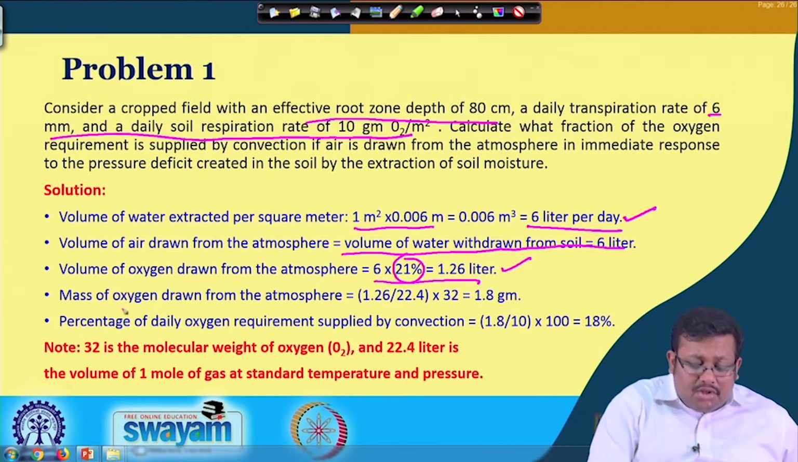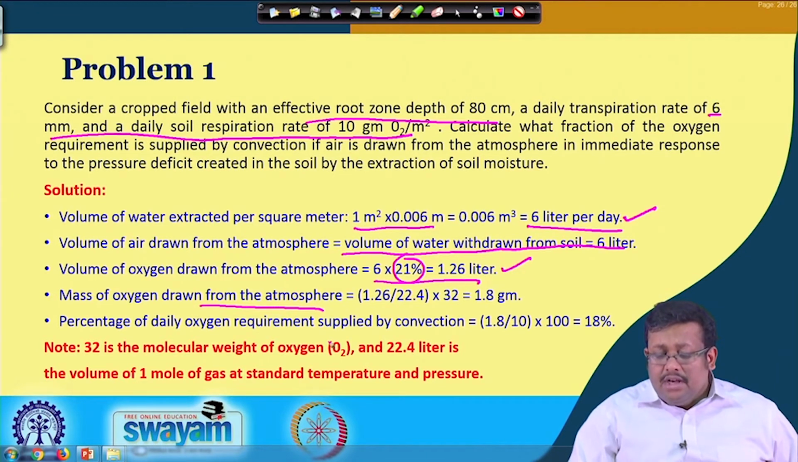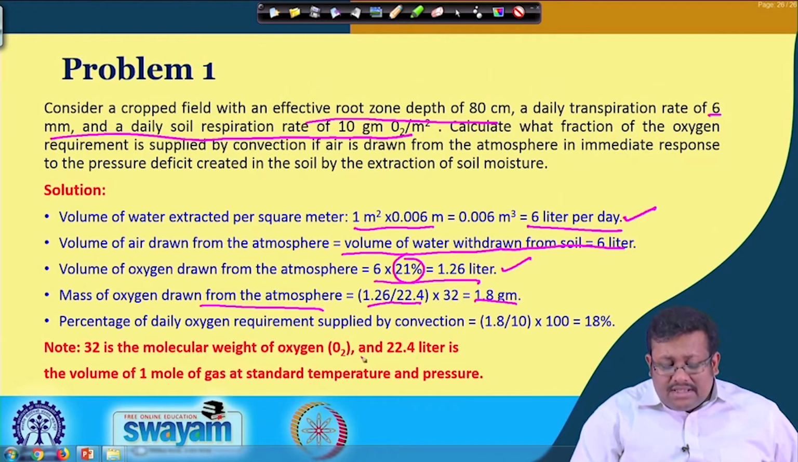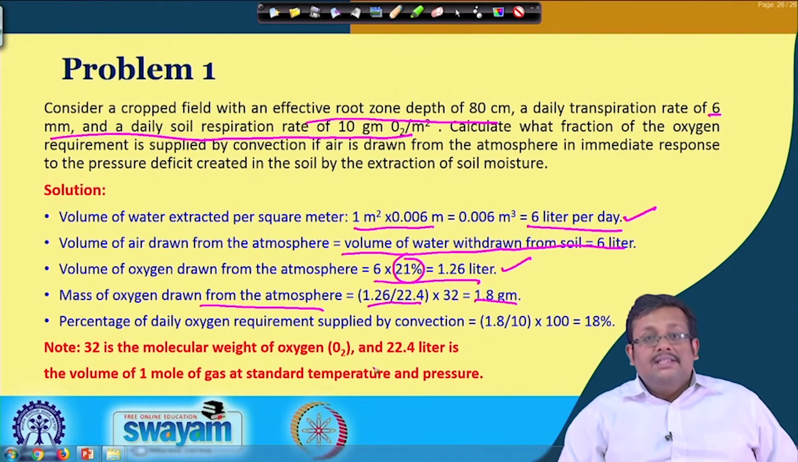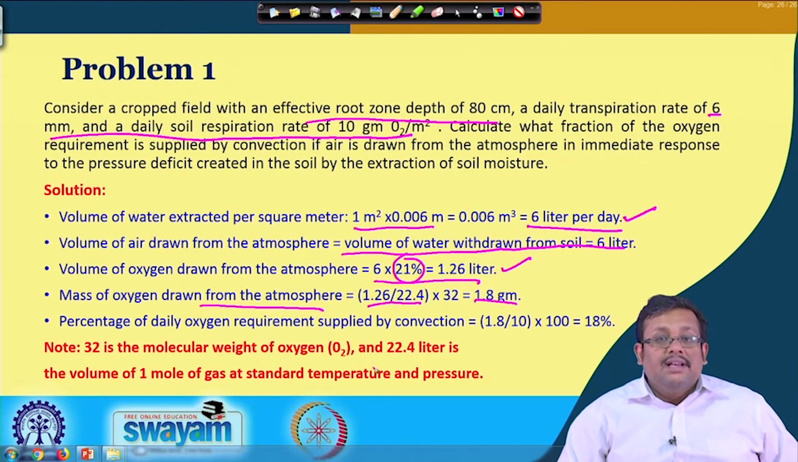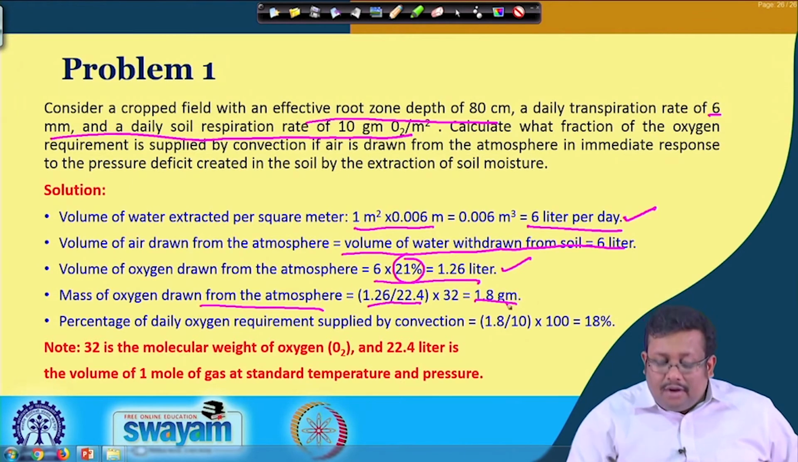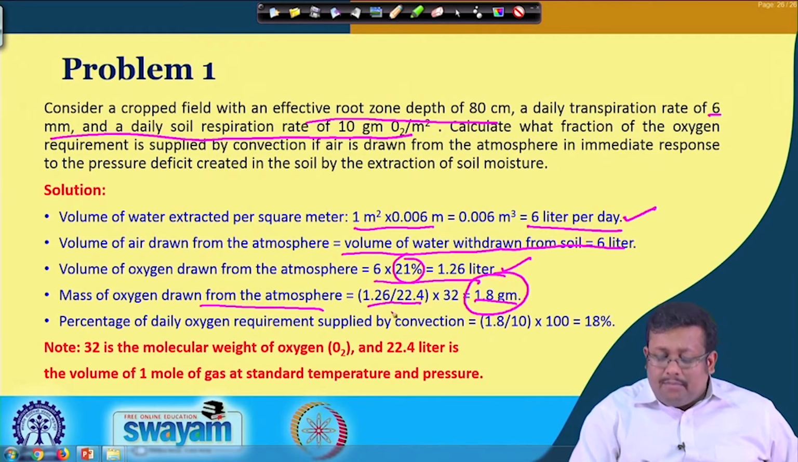And also the mass of oxygen drawn from the atmosphere, if we convert it to gram, will be around 1.8 gram, and that comes from 1.26 over 22.4 multiplied by 32. How does it come? Because you know that 32 is the molecular weight of oxygen, and 22.4 liter is the volume of 1 mole of gas at standard temperature and pressure. So basically we are converting this liter of oxygen to gram. Once we calculate, this is 1.8 gram.